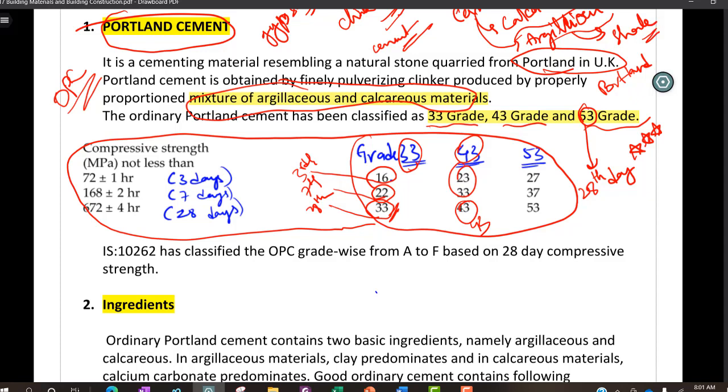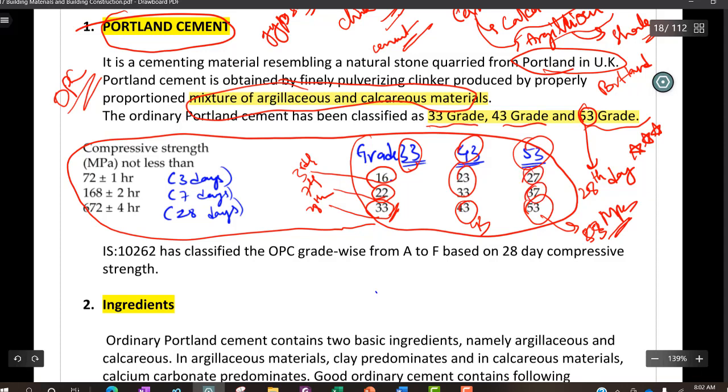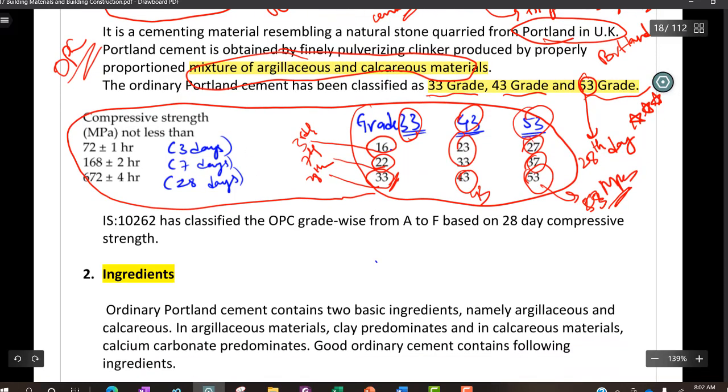For 3 days 23, 7 days 33. याद रखोगे ना, भूल मत जाओ. This is very important table. And now coming to 53 grade, you know obviously at the end of 28 days the strength of this cement should be 53 megapascal. Coming to 3 days 27 and 7 days it should be 37. I hope it is very clear, right? याद रखोगे. And this OPC का classification कहाँ पे दिया हुआ है?